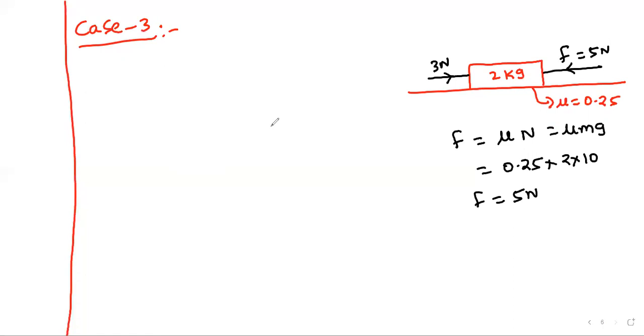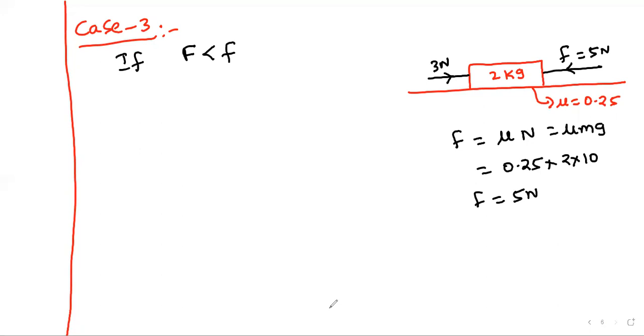So why did we take 3 Newton? Because if the applied force is less than the frictional force, on the 2 kg object I am applying a force of 3 Newton, while a frictional force of 5 Newton is acting.